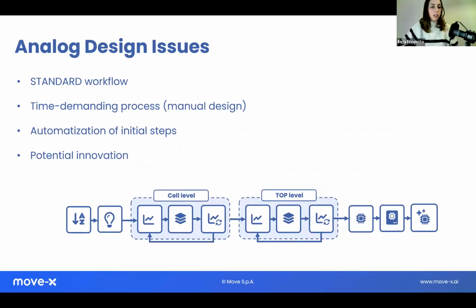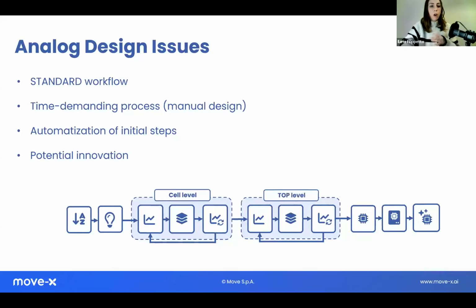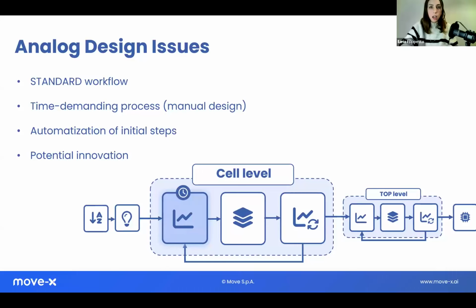What I've just presented is a standard workflow, and it is a really slow process. As I mentioned, in particular, the first phases, so the topology selection and the initial sizing, are quite time demanding and quite complex, and really depend also on the designer experience. So these initial steps can be standardized for basic cells such as LDOs or current mirrors or op-amps.